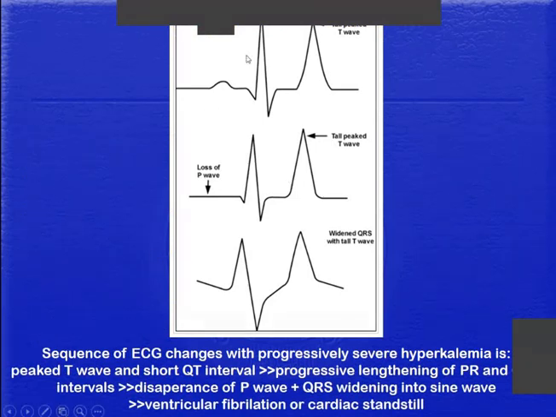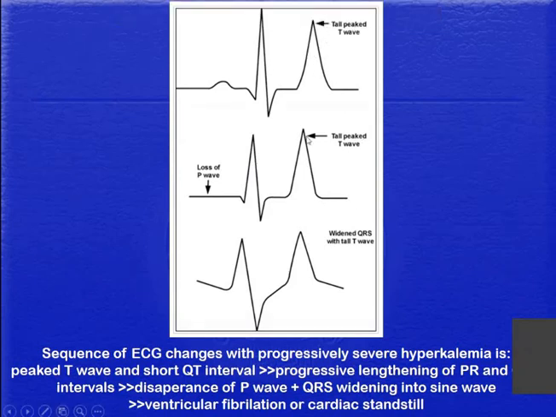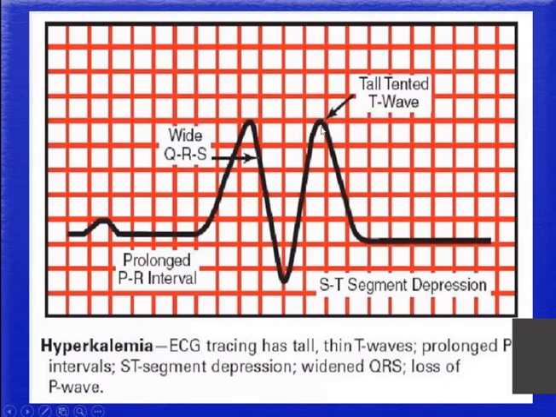And this is the first manifestation of hyperkalemia, when you will see a tall, big T wave, and then it will progress to wider QRS and QT arrhythmias. Again, this is when you see an ST segment depression.